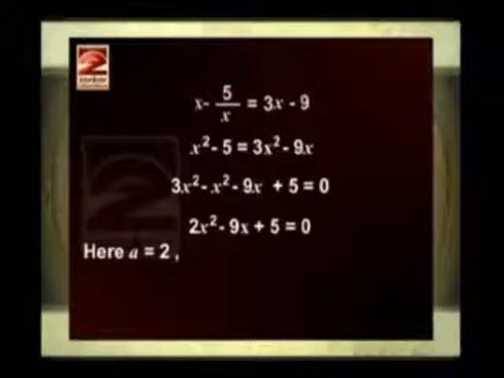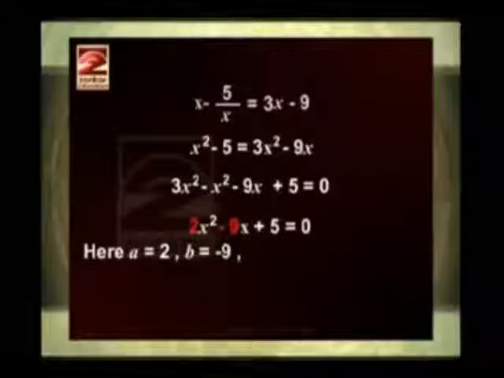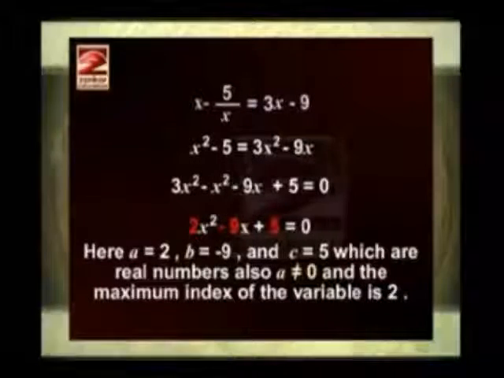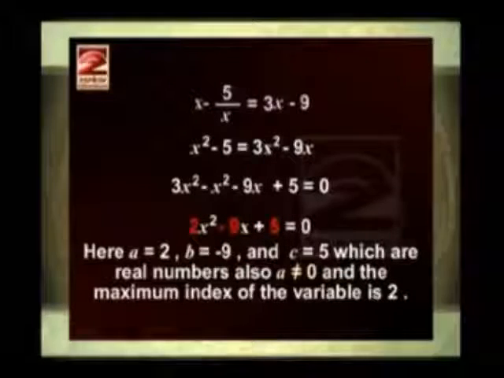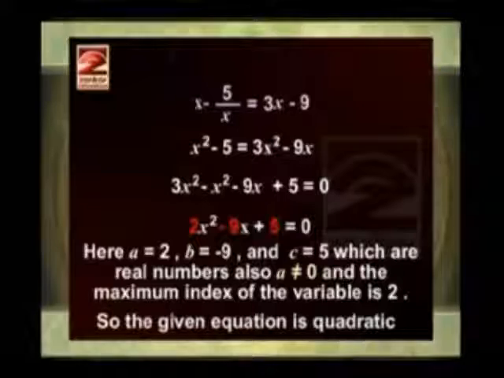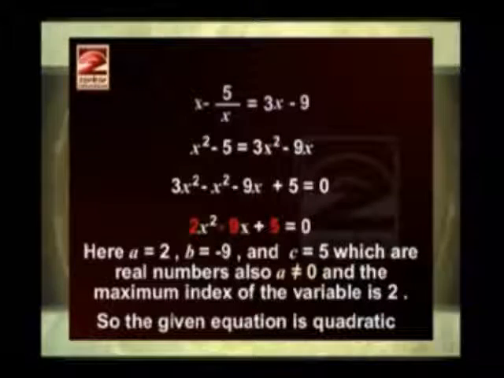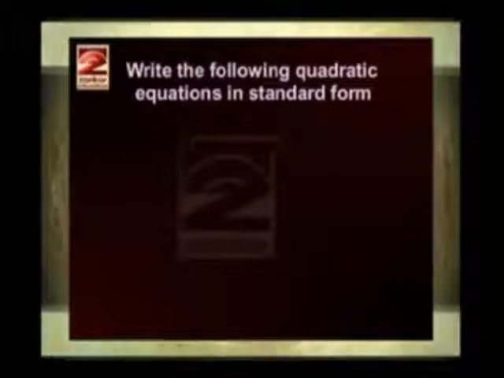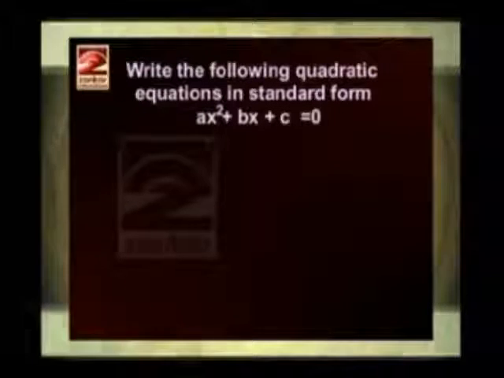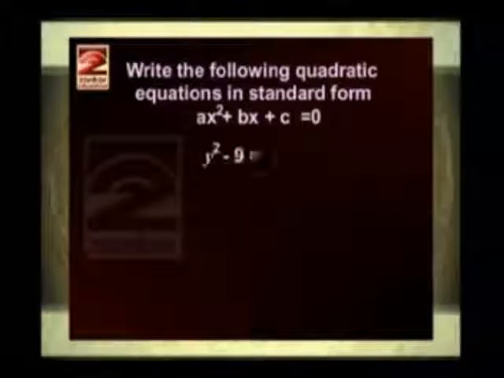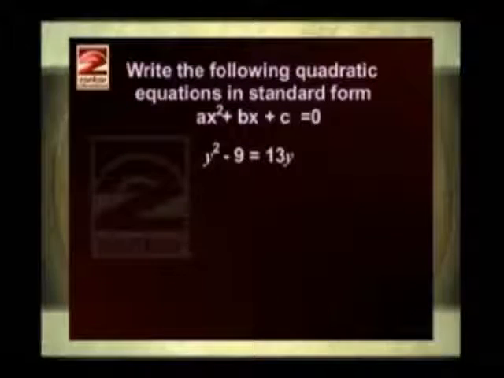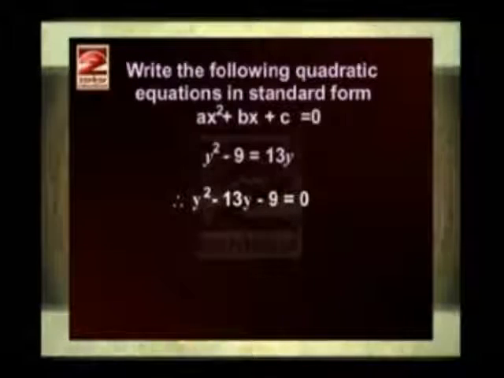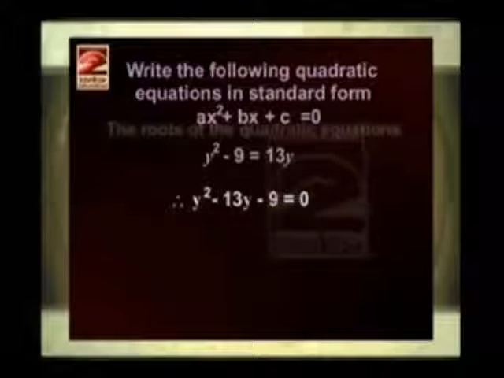Here a is equal to 2, b is equal to minus 9 and c is equal to 5, which are real numbers. Also a is not equal to 0 and the maximum index of the variable is 2. So the given equation is quadratic. Now next one, write the following quadratic equation in the standard form ax square plus bx plus c is equal to 0. y square minus 9 is equal to 13y. Therefore, y square minus 13y minus 9 is equal to 0.